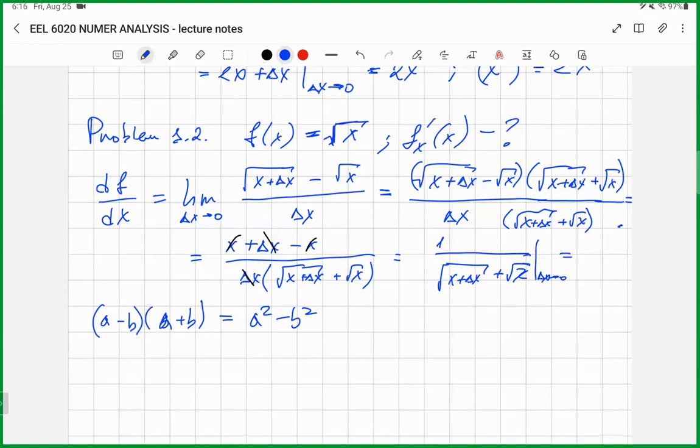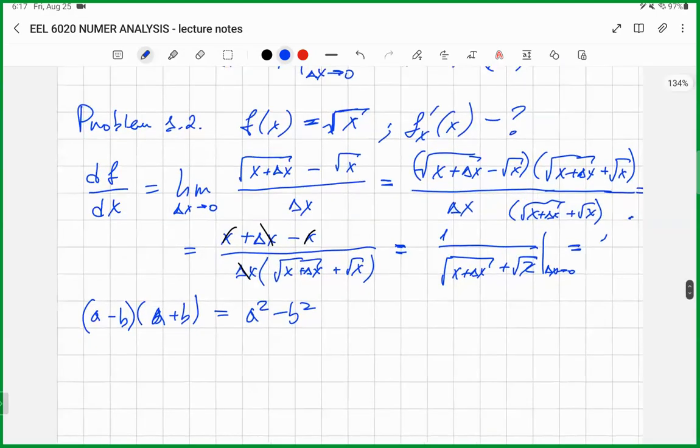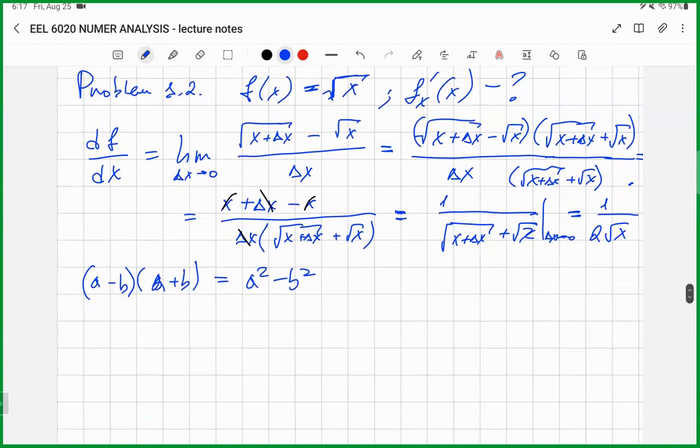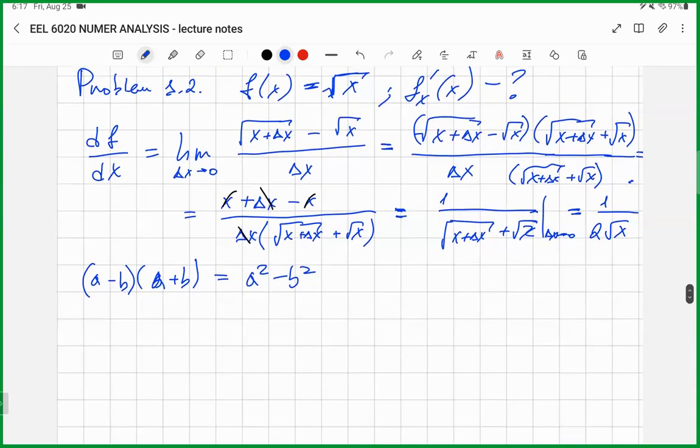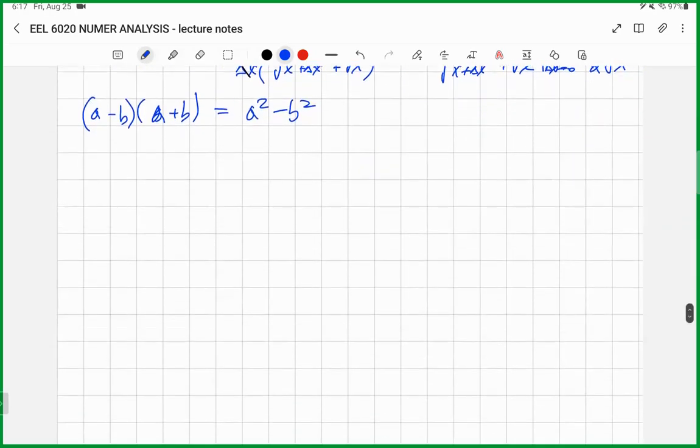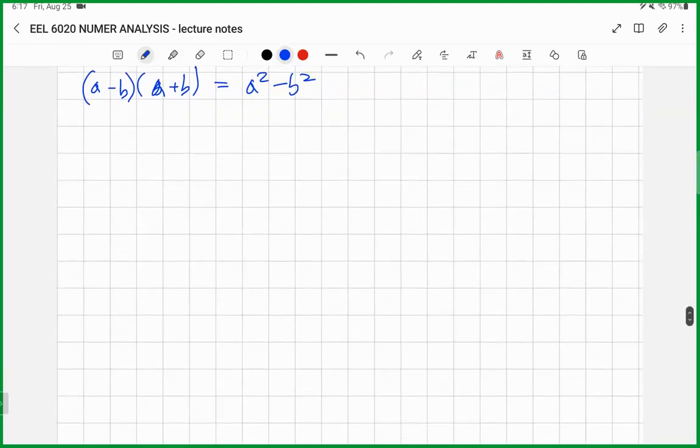So now I can assume this delta x going to 0, because if I substitute 0 for delta x, it's not a terrible problem. No terrible problem here. It will be just equal to 1 over 2 square root of x. So this is the answer for this problem. The derivative of square root of x is 1 over 2 square root of x. And of course, in the same way, or a similar way, or using other approaches, you can obtain basically any formula for the derivative.